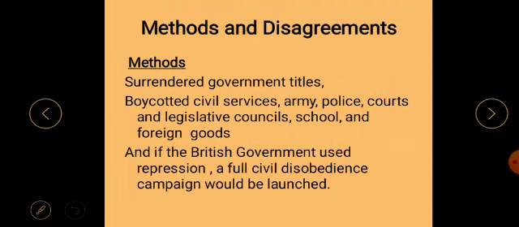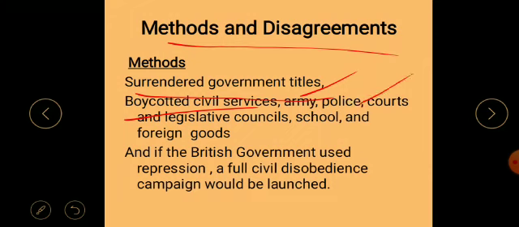Then the methods and the disagreements. As far as the methods are concerned, first of all, surrender of government titles, then boycott of civil services, army, police, courts and legislative councils, schools and foreign goods were adopted. And if the British government used repression, a full civil disobedience campaign would be launched. These methods were initiated during the non-cooperation movement.